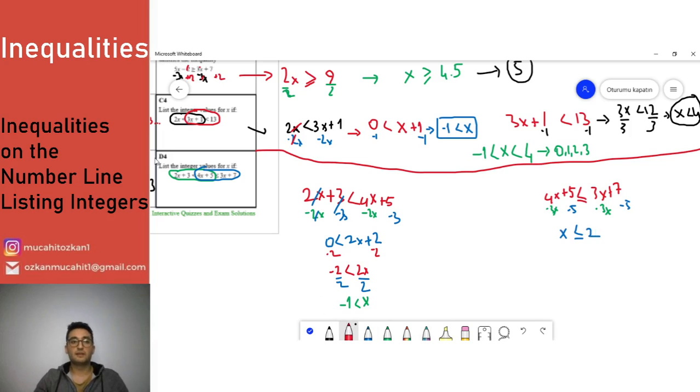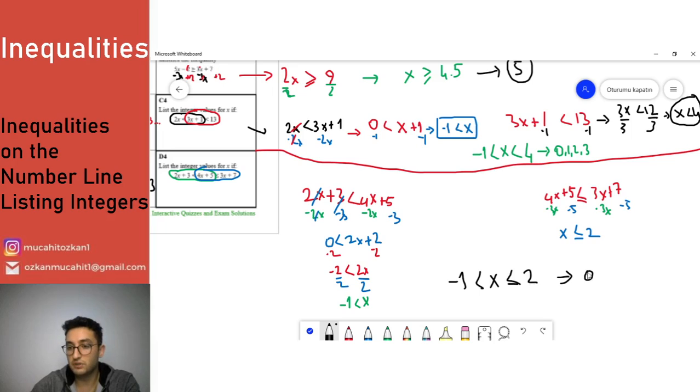Let's put them together and list integer values. X is in between. Use the black one. X is in between from the first one. X is greater than negative 1. And from the second part, x is less than or equal to 2. So possible values, x cannot be negative 1, but it can be 0, 1, and 2.